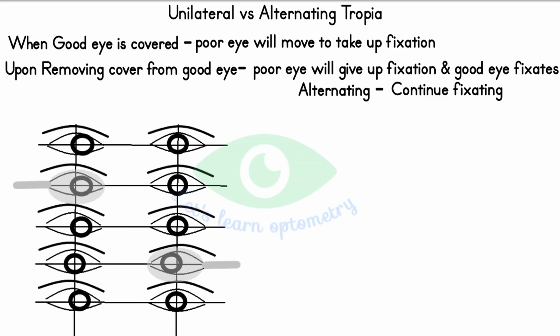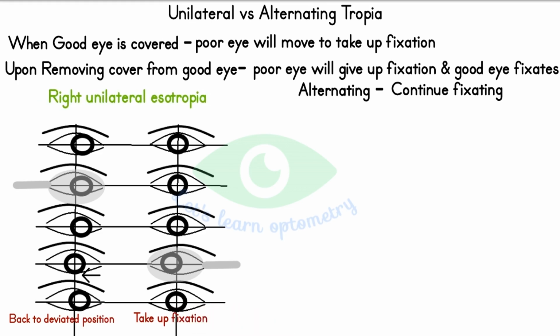This is the previously seen example of right eye esotropia. Here, while the good left eye is covered, the right eye moves out to take up fixation, but when we remove the cover, the right eye goes back to the deviated position and the left eye fixates now. This is unilateral tropia. Let's see an example of alternating tropia.